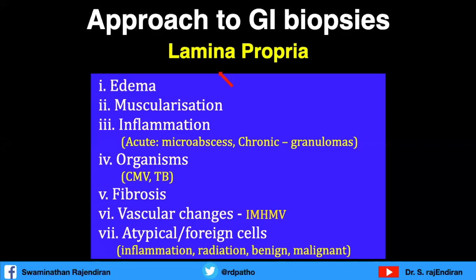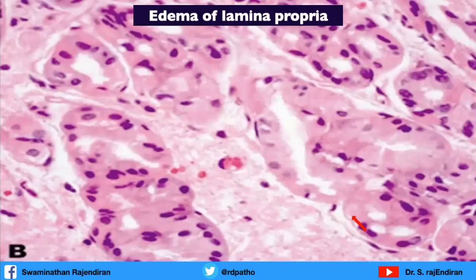So we are done with surface epithelium, we are done with the glands. Now we are going to the lamina propria. In the lamina propria, you have to look for edema, muscularization, inflammation, organisms, fibrosis, vascular changes, atypical or foreign cells that can be seen in inflammation, radiation, benign or malignant conditions. Let us see one by one.